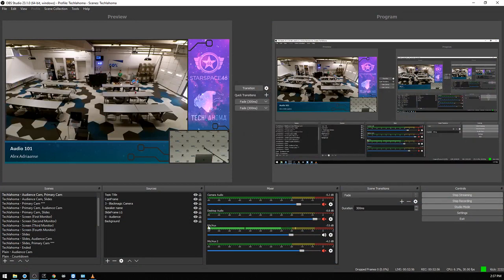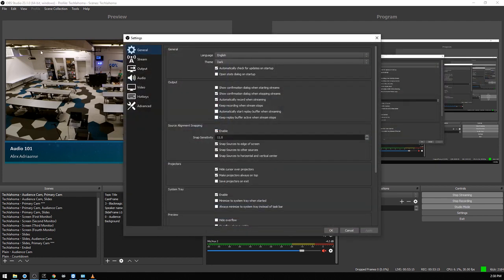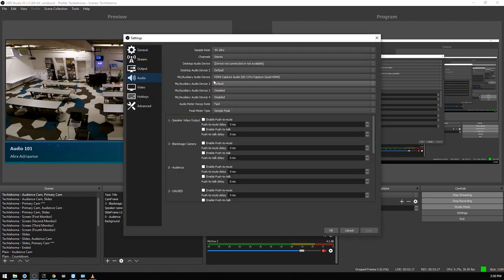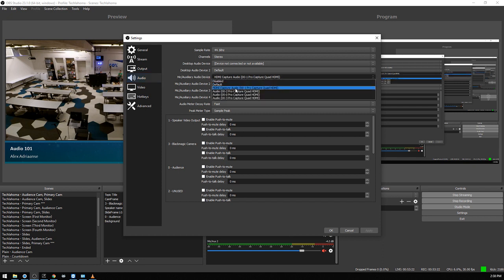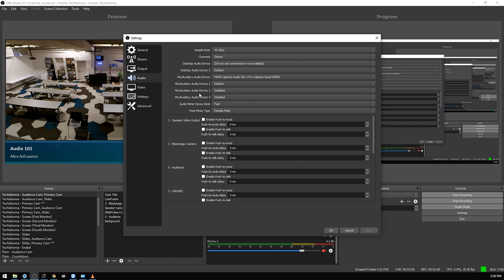The audio from the mixer, which is going into the camera and then being transported via HDMI into the computer, should be going into mic aux. If it's not, there may be a problem. Sometimes what I do is I go into settings and look at audio, so mic aux audio device should be set to this one right here, the 001 Pro Capture Quad HDMI.